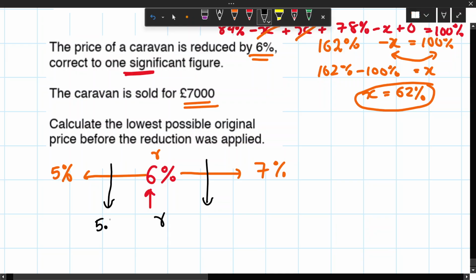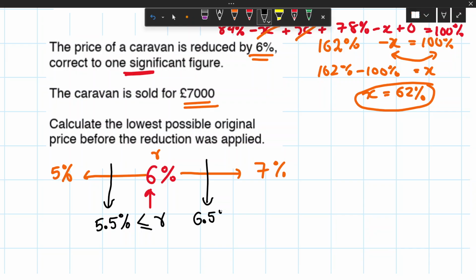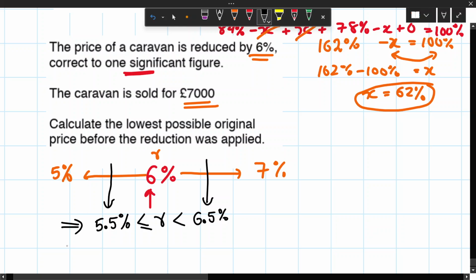Okay, now if I have to find what percent was reduced, I would exactly find the middle, because we're finding the error interval of the reduction percentage. So it's 5.5% on the left and 6.5% on the right. So it could have been 5.5%, or it could have been anything that is a little shy of 6.5%. So we know this is the error interval of the reduction that was applied.